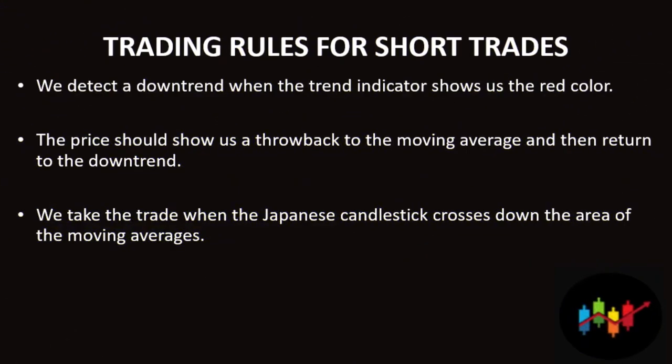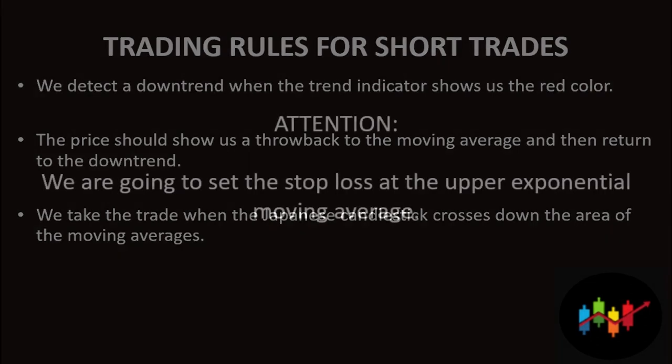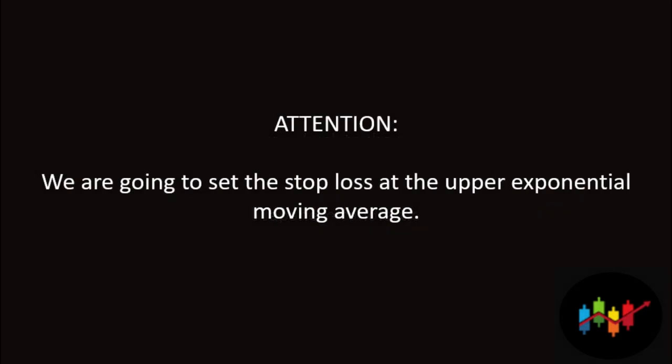Okay, first we are going to explain trading rules for short trades. First, we detect a downtrend when the trend indicator shows us the color red. Second, the price should show us a pullback in the moving average and then return to the downtrend. Third, we enter the trade when the Japanese candlestick crosses down the moving average zone. Now pay attention here. We are going to set the stop loss at the upper exponential moving average. Okay, we will see bearish examples.